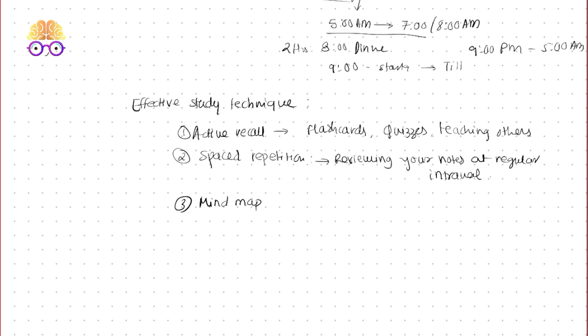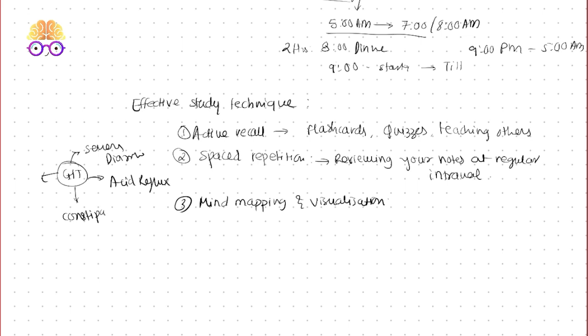Mind mapping and visualization. In mind mapping you can take your notes and create a map. For example, let's say there is an issue for the GIT. In GIT we have constipation, then we have acid reflux, then, for example, severe diarrhea, and then we have abdominal pain. Then, for example, we are considering abdominal pain.